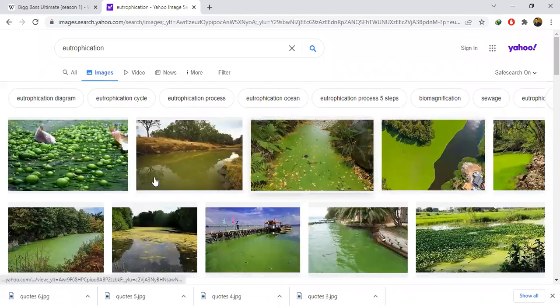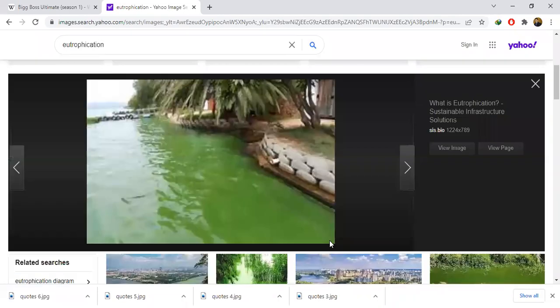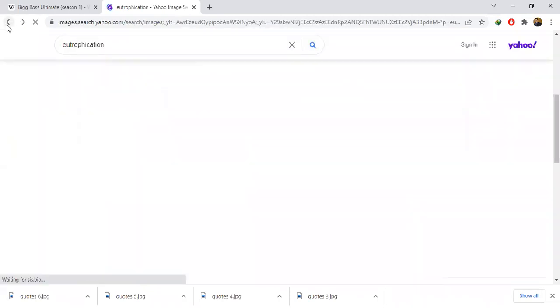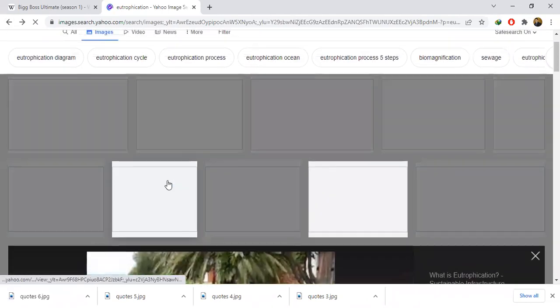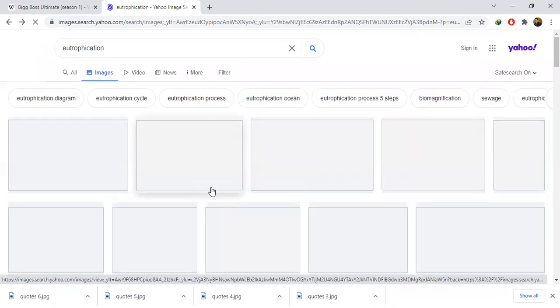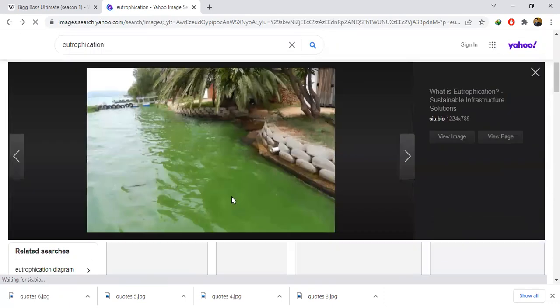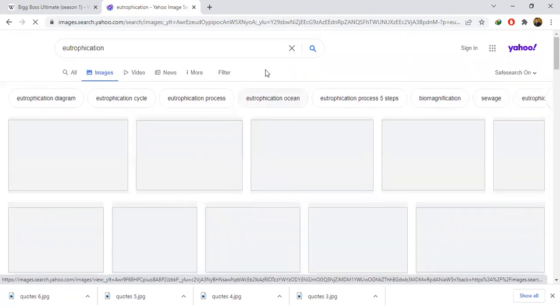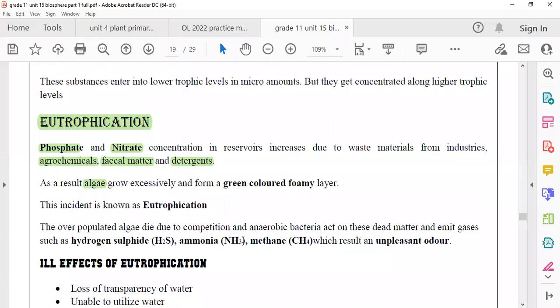See this aquatic environment, when you see this kind of a color in the water, then you have to decide what has happened there, why the water is green. Reason, alga has excessively grown. In some instances, alga will float on the surface, like a layer. In some instances, entirely the water will be in green color. So that is eutrophication's idea.